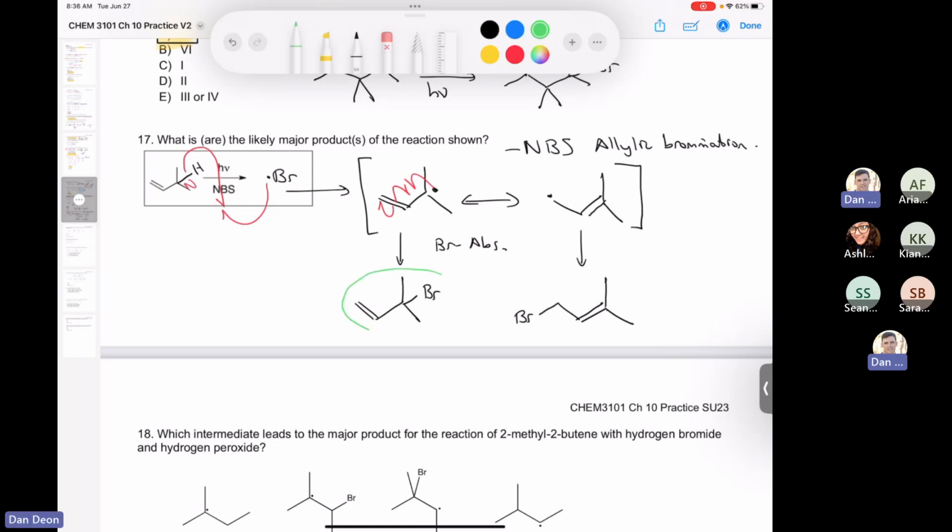Is anybody not okay with it? So we get this product, and we also get this product. And I had a student ask me, would the one on the left be formed in a greater amount? Probably, because that radical would be more stable. It's tertiary allylic versus the other one, which is primary allylic. But those are still the major products of the reaction.